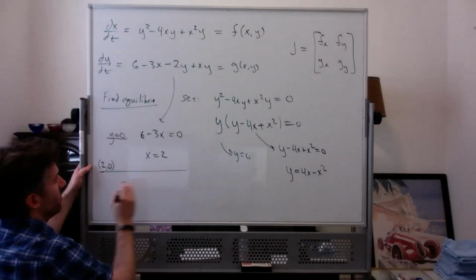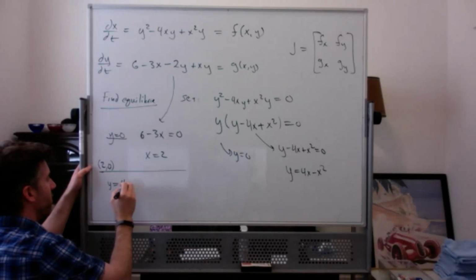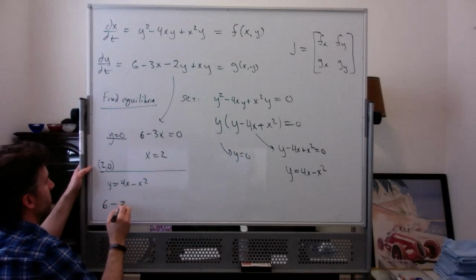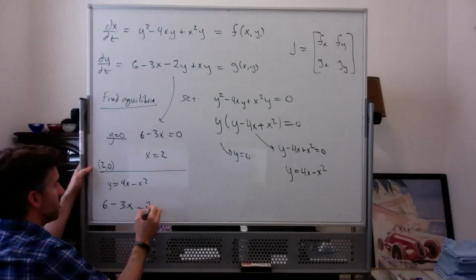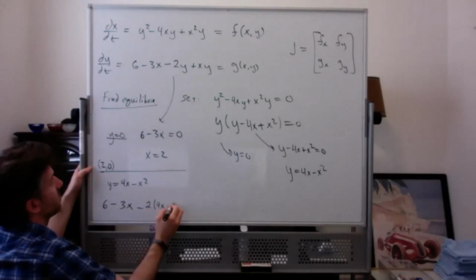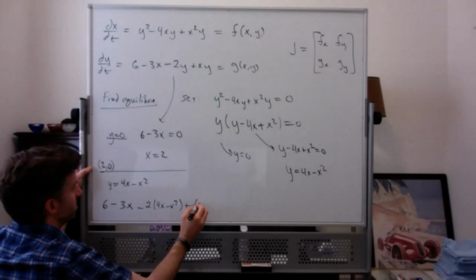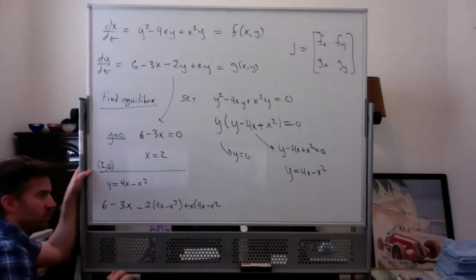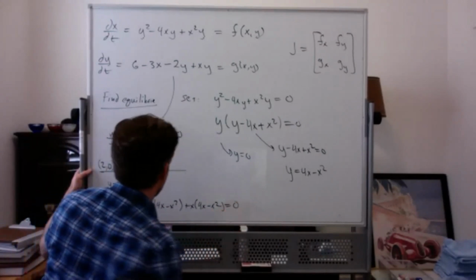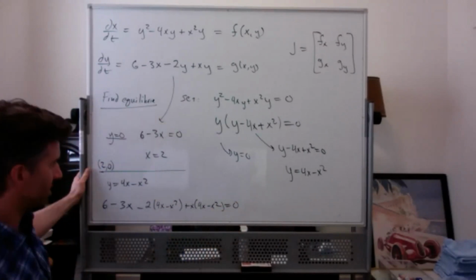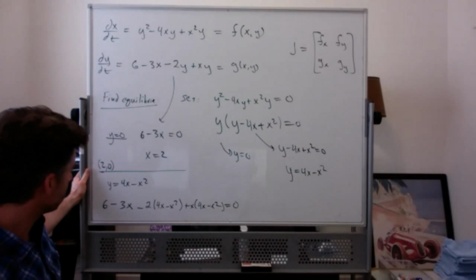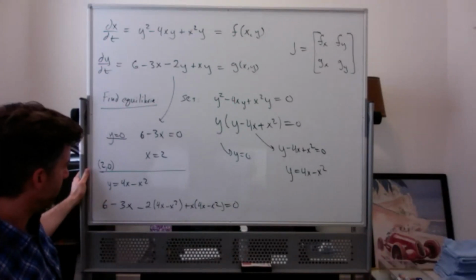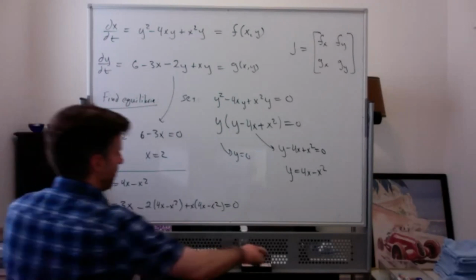So if I plug in y equal to 4x minus x squared, I'm going to get 6 minus 3x minus 2 times 4x minus x squared plus x times 4x minus x squared, equal to 0. Okay, I know where this is going to go, but it's not pretty. Okay, so this definitely factors by grouping.